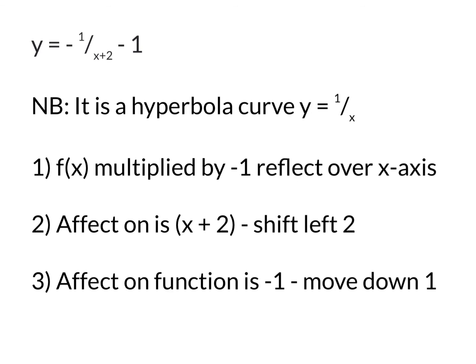Next, we'll have a look at the effect on the x. So the effect on the x is x plus 2. So we know that that means it shifts left 2. So x equals minus 2, meaning a shift of left 2 on the x-axis. And finally, the effect on the function at the end is a minus 1, which moves it down 1.